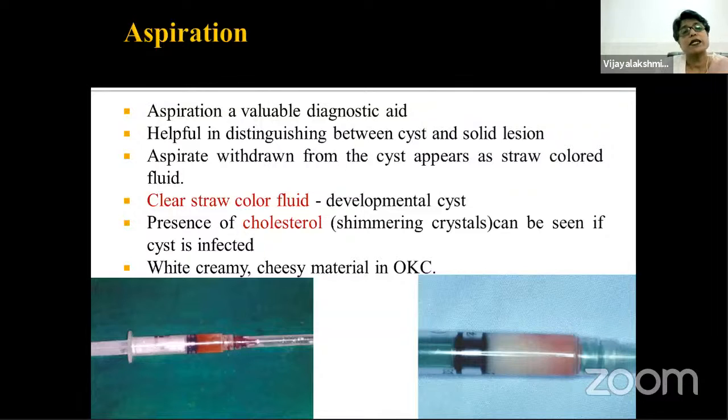And when we are aspirating, if we aspirate air, it indicates that either we have entered into the maxillary sinus, if it is in the maxillary area, or it might be suggestive of a solitary bone cyst. If we withdraw blood, it gives an indication that we are dealing with an aneurysmal bone cyst.